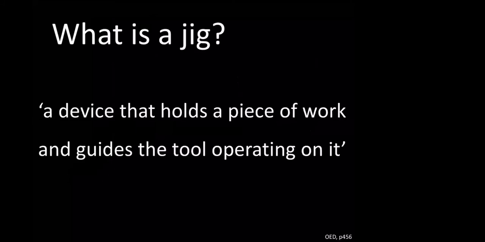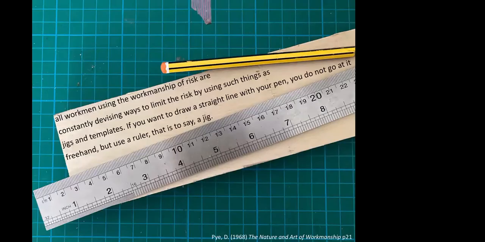So firstly, what is a jig? According to the Oxford English Dictionary, a jig is a device that holds a piece of work and guides the tool operating on it. Wood turner and theorist David Pye suggests that all workmen using the workmanship of risk are constantly devising ways to limit the risk by using such things as jigs and templates. If you want to draw a straight line with your pen, you do not go at it freehand, but use a ruler, that is to say, a jig. He tells us that the use of jigs is ancient, but while they can mitigate risk, the risk of spoiling your handwork is always real. Jigs can only help achieve regulation in making.